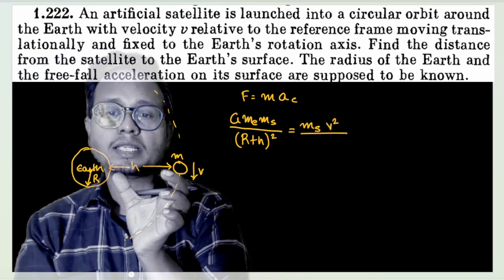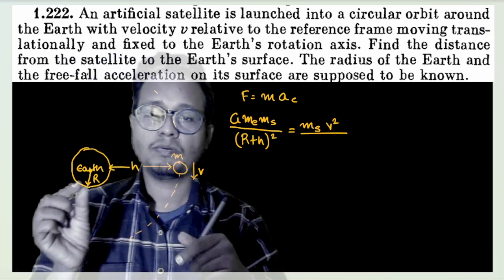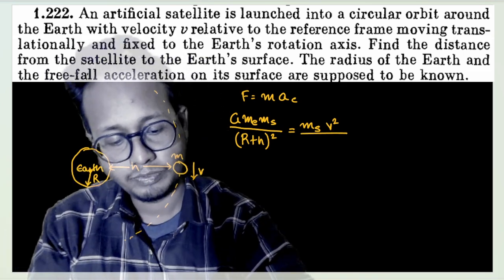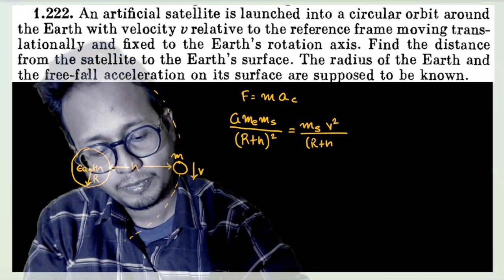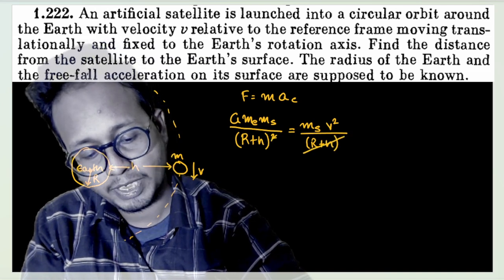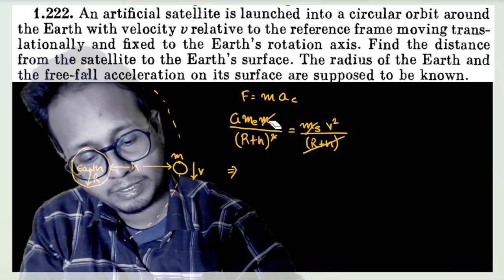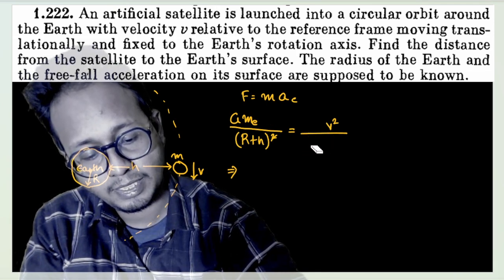What is the value of r? Distance from the center of orbit. What is the distance from the center of orbit? It is nothing but the radius of Earth plus h. So this is also R plus h. This R plus h and square would get cancelled. The mass of satellite would get cancelled. So let's cancel these two. Let's cancel R plus h.